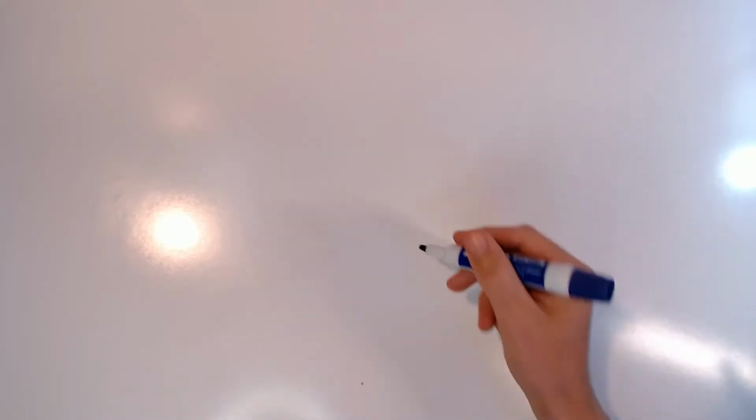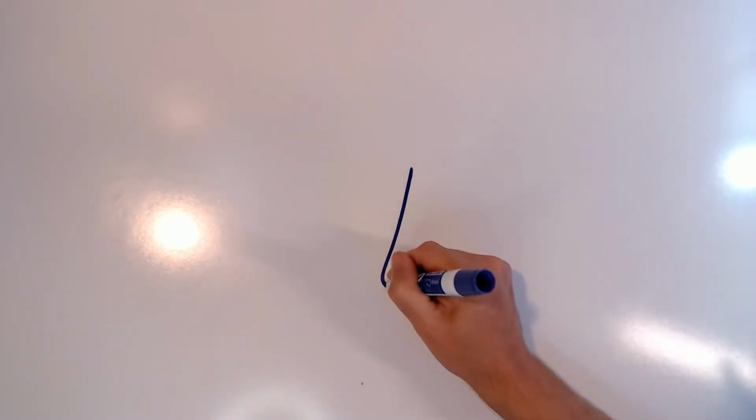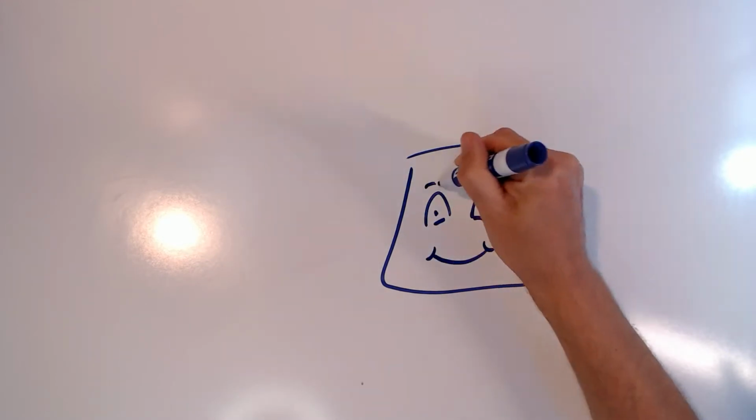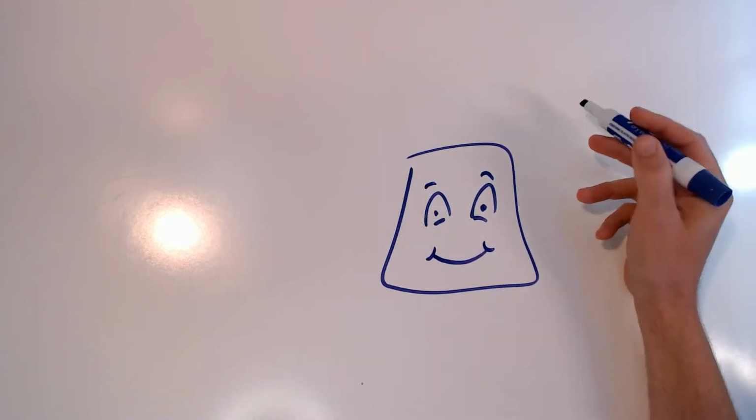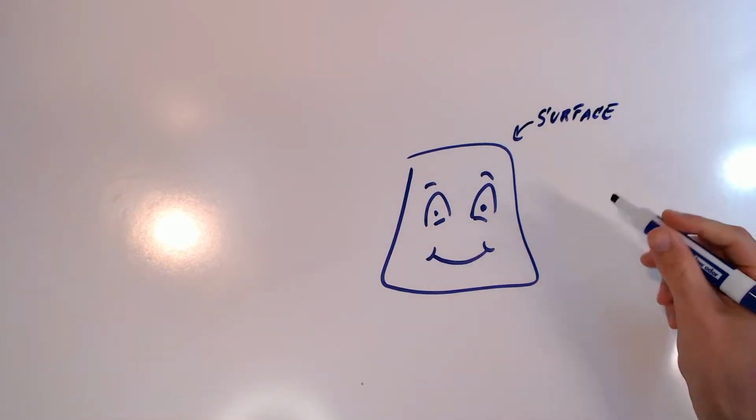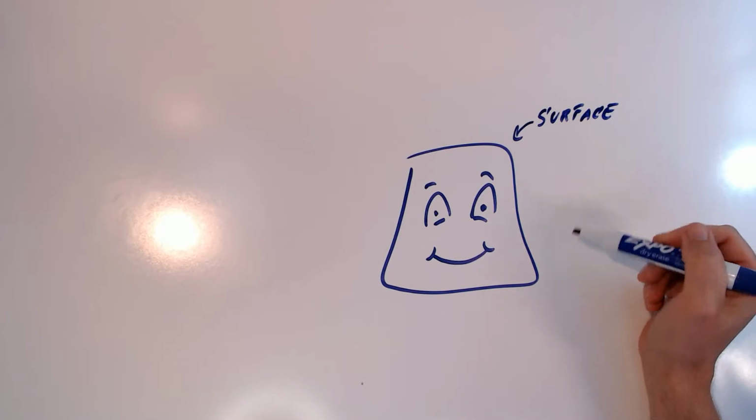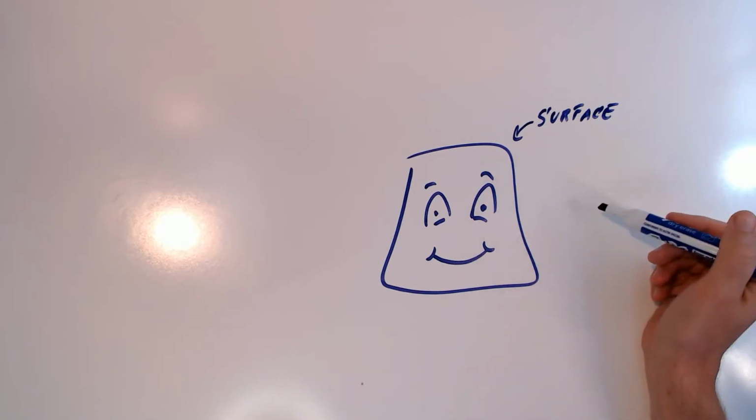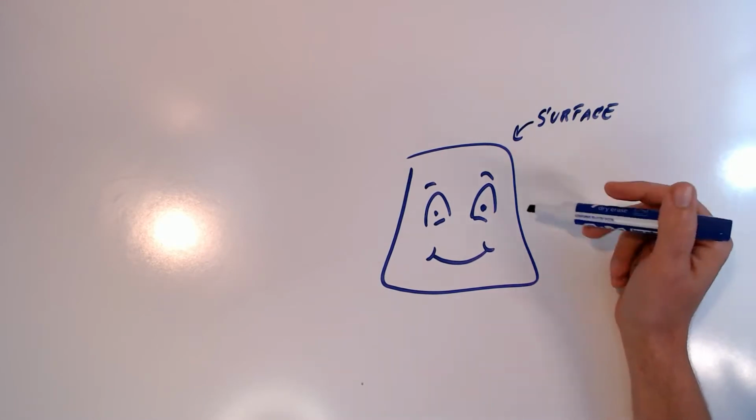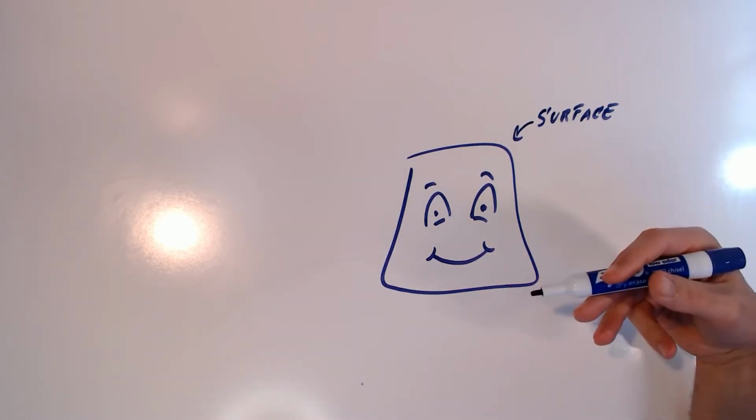Let's say you're a cell. And as a cell, you interact with the world through your surface. If you want to eat any food, it's got to come into contact with your surface. If you want any information about your environment, that information has to come through your surface membrane. Your surface is your connection to the outside world. It's how you interact with your environment.